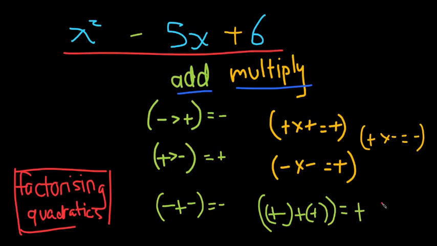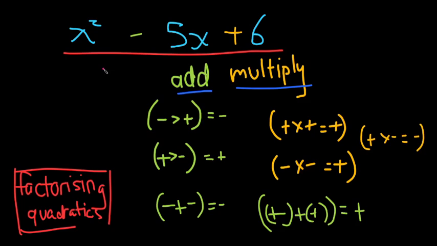Hello, today we will be learning how to factorize quadratics. As you can observe, we have a quadratic right here: x squared minus 5x plus 6. Now, when you first understand quadratics, you can find that to get this negative 5x, you have to add two numbers. And to get a positive 6, you have to multiply two numbers.